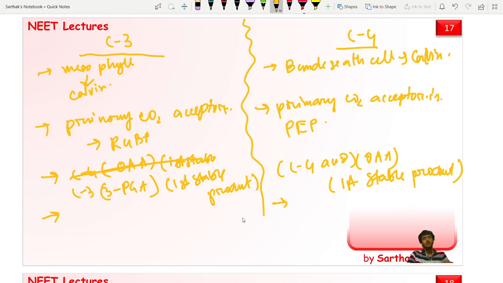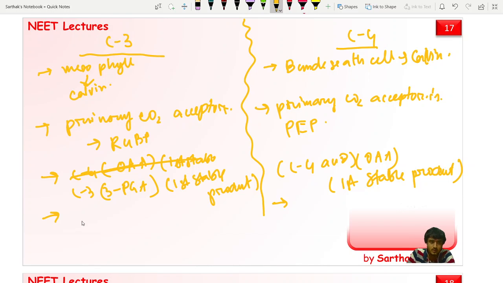And if you are asked which enzymes are found in the mesophyll cells in case of C3 plants, you will answer that in C3 plants the mesophyll cells have the CO2 fixing enzyme, Rubisco. But in C4 plants this Rubisco enzyme is present in the bundle sheath cell, because the Calvin cycle is happening in the bundle sheath cell.